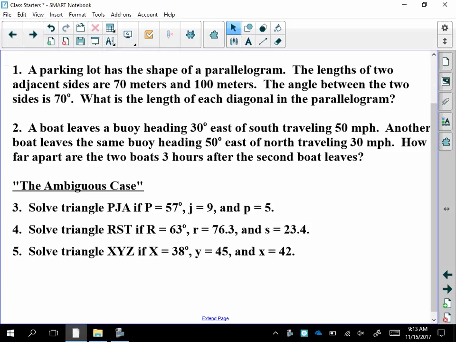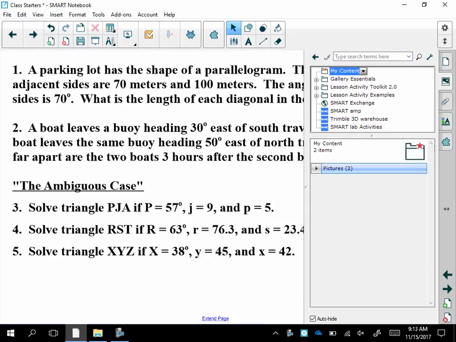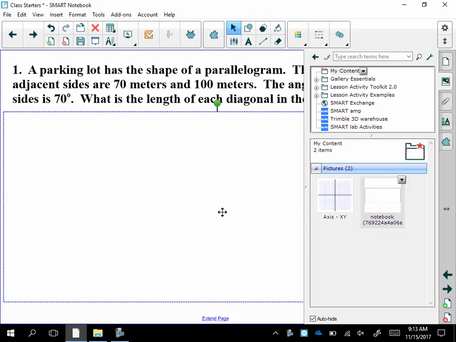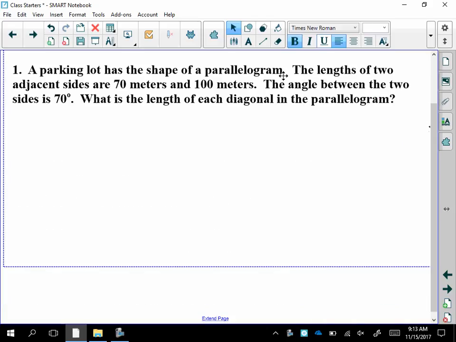Number one gives us a scenario where we have a parking lot that's in the shape of a parallelogram. And it gives you the lengths of two of the adjacent sides, which are 70 meters and 100 meters. And the angle between those two sides is 70 degrees. And we want to find the length of each diagonal in this parallelogram.